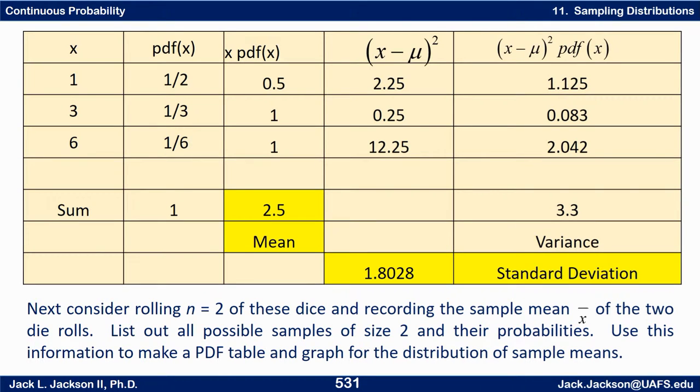Well, if you remember, to get the mean, you take the x times the PDF values here. So 1 times 1/2 is 0.5, 3 times 1/3 is 1, 6 times 1/6 is 1, and we add those up, and 2.5 is the mean.